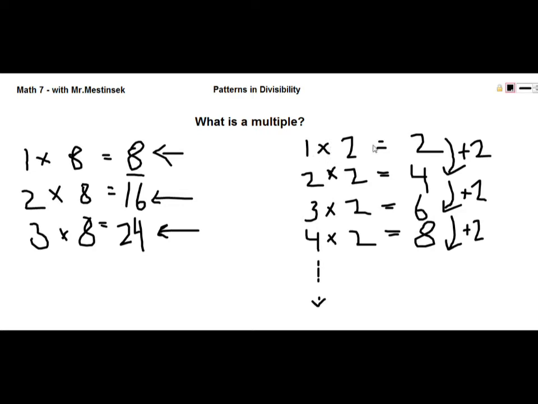We're talking about going 1 times 2 is 2, 2 times 2 is 4, 3 times 2 is 6. I'm going by the same number here in this column, 2. I'm increasing the whole number 1 each time here. The resulting products are the multiples of 2. Okay, so what does that have to do with our discussion of divisibility?